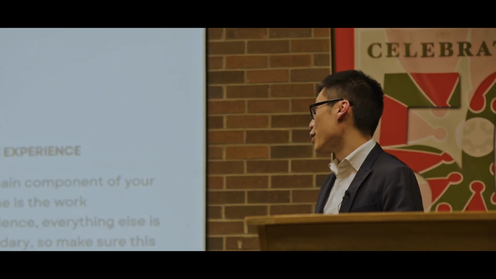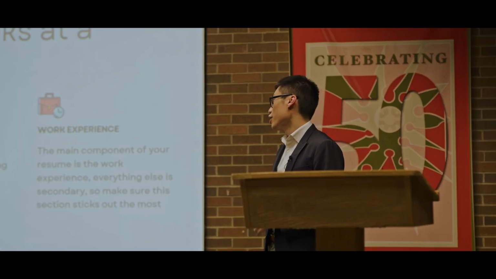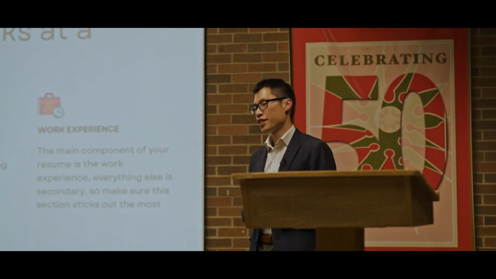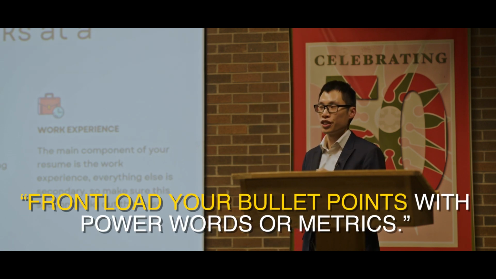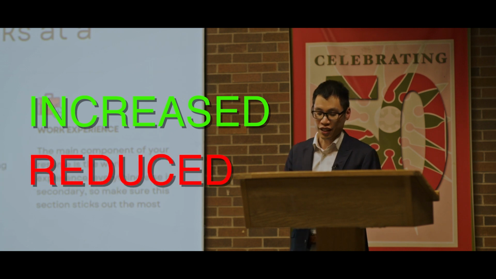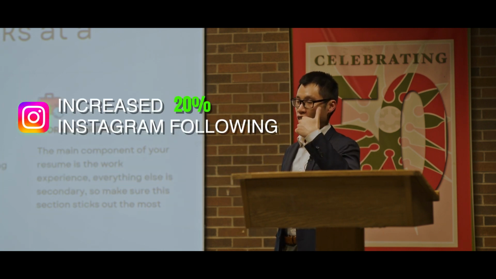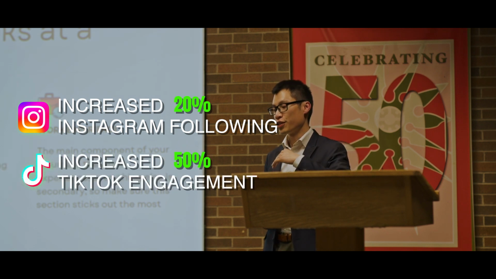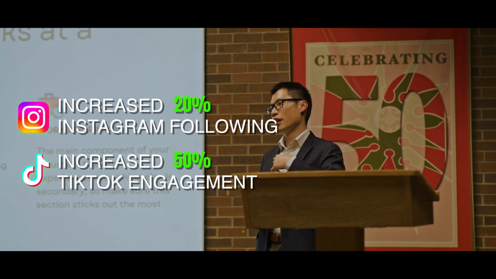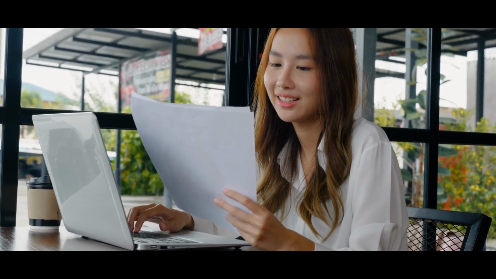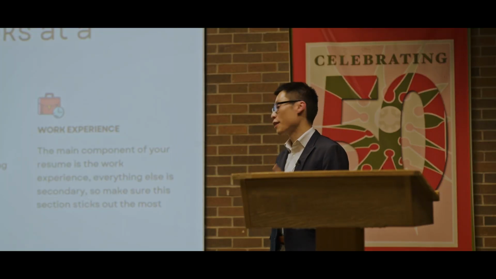As I mentioned already, keywords, they're not reading the bullet points from front to end. They are skimming them for specific keywords and accomplishments. That's why I always recommend that you front load your bullet points with either metrics or power words. For example, increased, reduced, and then you add some percentages, like increased Instagram following by 20%, increased engagement on TikTok account by 50%. If you add those at the beginning, it's going to be a lot more engaging to the recruiter because everybody here reads left to right. So it's good to front load your bullet points with those types of metrics.